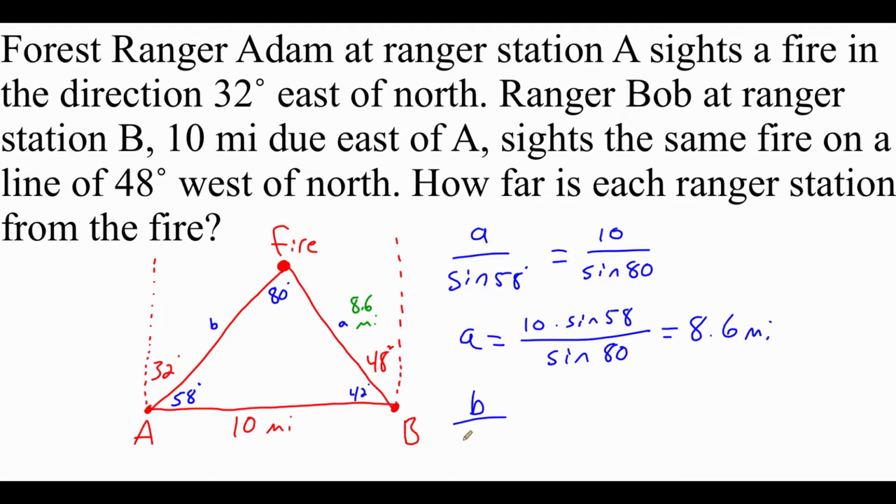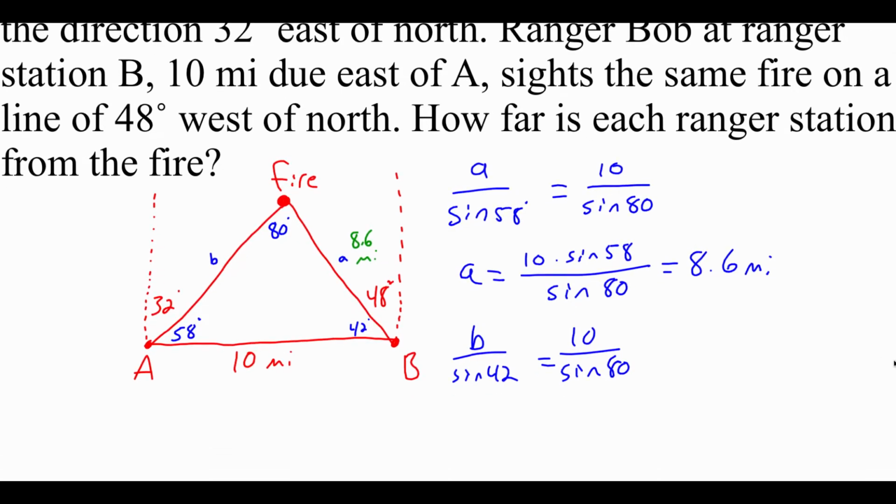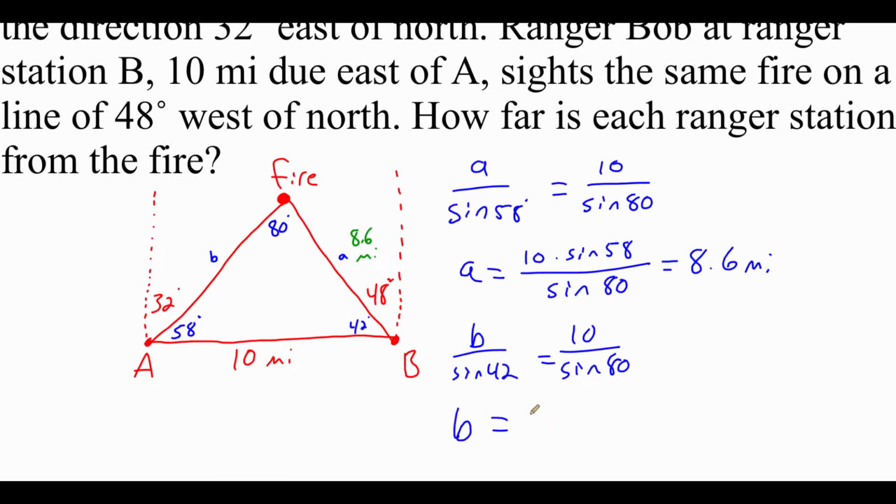Now we still need to find side B over here. So I would do B over the sine of 42 equals 10 over the sine of 80. Multiplying that sine of 42 over to the right-hand side, we're going to get B equals 10 times the sine of 42 divided by the sine of 80. And again, I'm going to type this into my calculator. And when we do that, we should get about 6.8 miles. So this distance in here is about 6.8 miles.